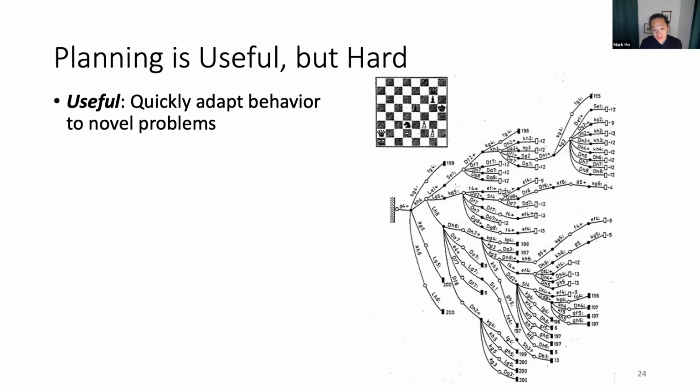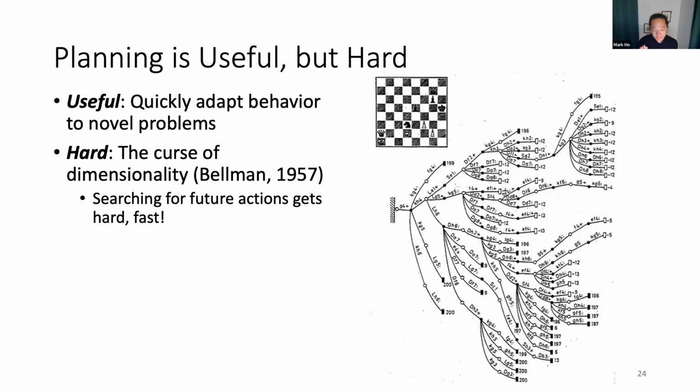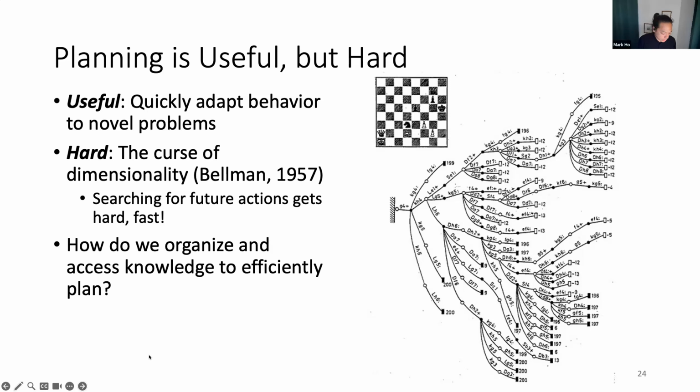Planning is very useful, but it's also very hard. It's computationally intractable. The key problem with planning is that as the horizon of planning increases, you run into the curse of dimensionality, and searching for future actions gets hard very quickly as branching continues. So the key question for understanding how humans are able to be such general and flexible planners is, how do we do this efficiently? How do we actually organize and access knowledge in a way that's efficient and allows us to plan?